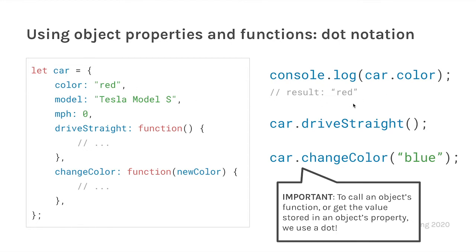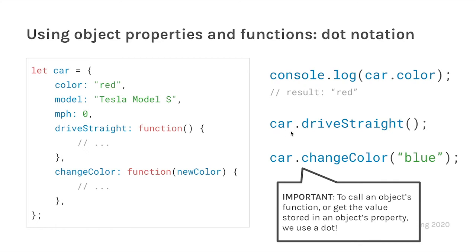My point here is that to call an object's function, or to get the value stored in an object's property, we use a dot. So let's say we want to call the drive straight function, and maybe that will make our car animate and go in a line, maybe.